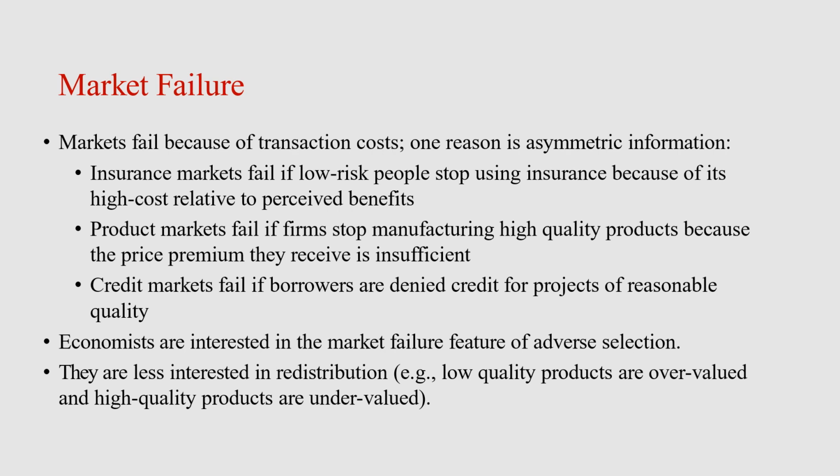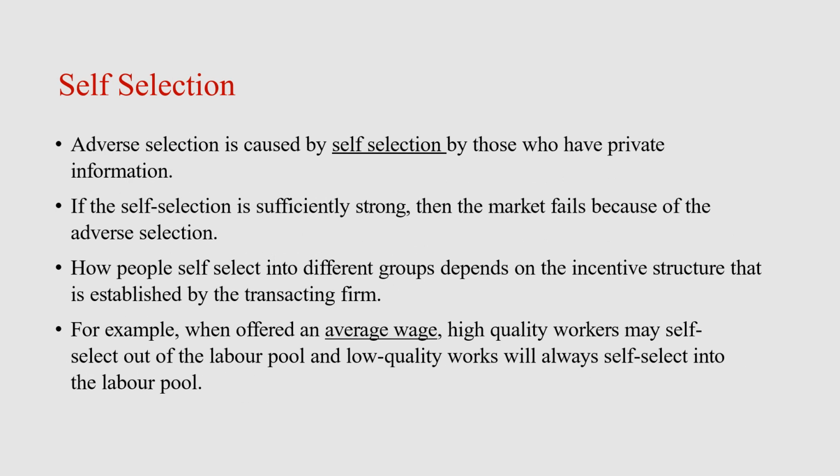Economists, of course, are interested in the market failure feature of adverse selection. They're interested in redistribution. Example, low quality products that are overvalued and high quality products that are undervalued. And then there's self-selection. Adverse selection is caused by self-selection, by those who have private information. If the self-selection is sufficiently strong, then the market fails because of the adverse selection.